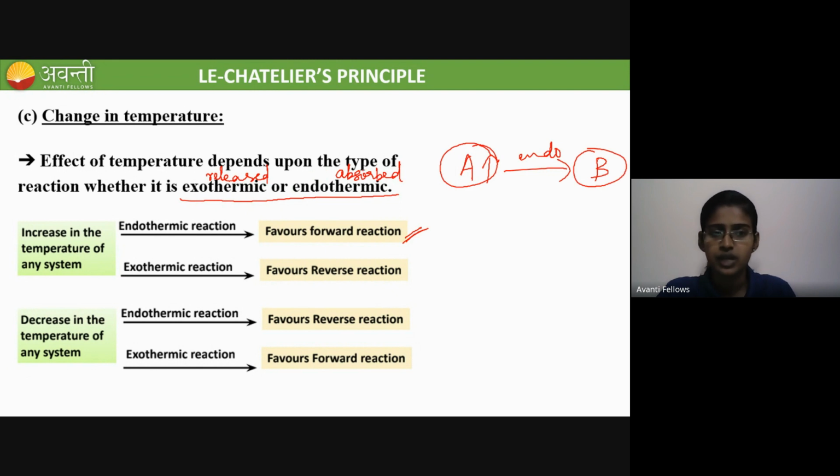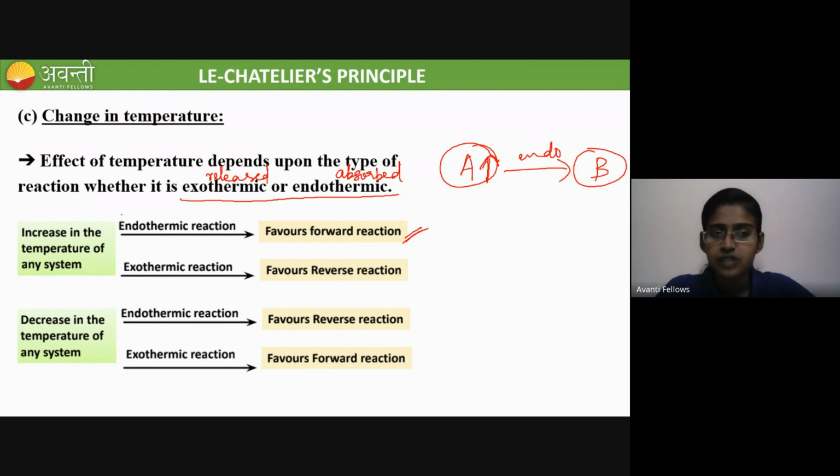Are you able to understand what I am saying? Yes or no? If you have any doubt, just ask me, okay? So if I increase the temperature of the system A, it tries to transfer its heat to B. It means the equilibrium is moving towards the forward direction.